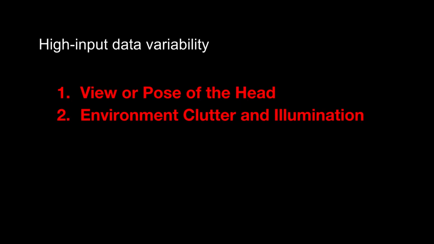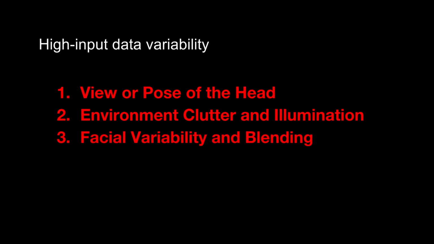Environment clutter and illumination. Occlusion, complex image background, and uncontrolled lighting can result in poor recognition performance. These factors can lead to feature extraction contamination by unrelated information. Facial variability and blending. There is a high degree of variability due to a number of factors, such as differences across people arising from race, age, or gender, facial hair, makeup, or even blending of several facial expressions. Some emotions are extremely hard to distinguish. For instance, some people express sadness similar to a neutral emotion.